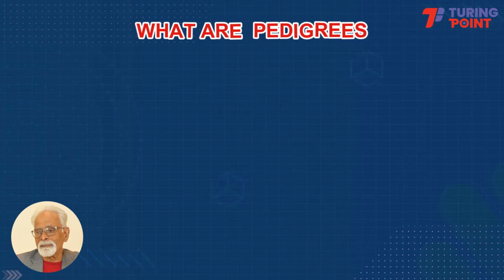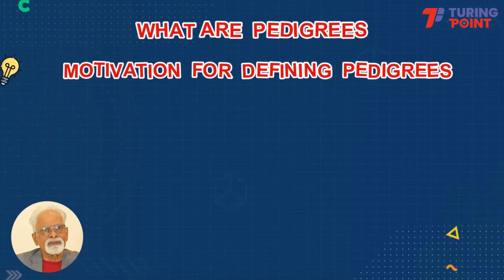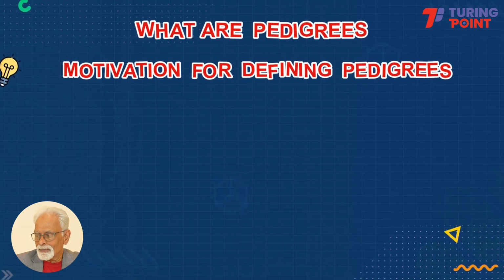Even though I said I will talk about what is a pedigree, I will just give a brief sketch of what's going to be covered. In the first module, in today's lecture, I'm going to cover what pedigrees are. Then I will explain the motivation for defining such an object. This will also connect to an important problem in combinatorial optimization, the symmetric traveling salesman problem.